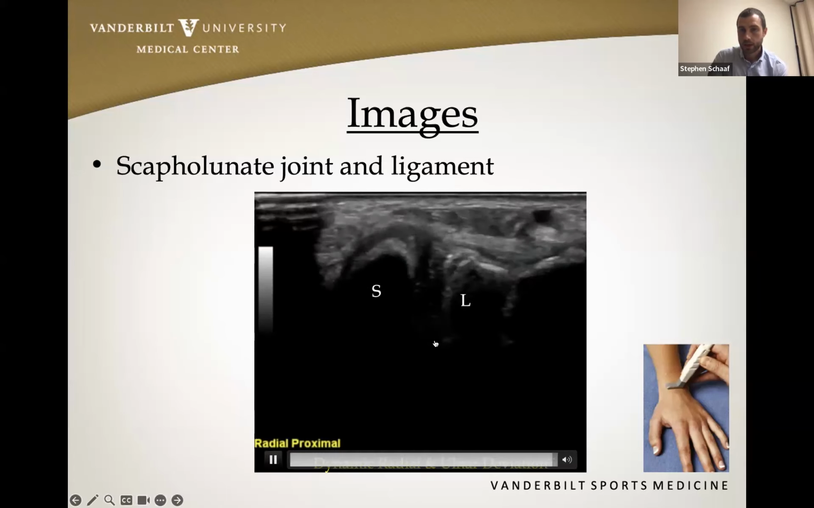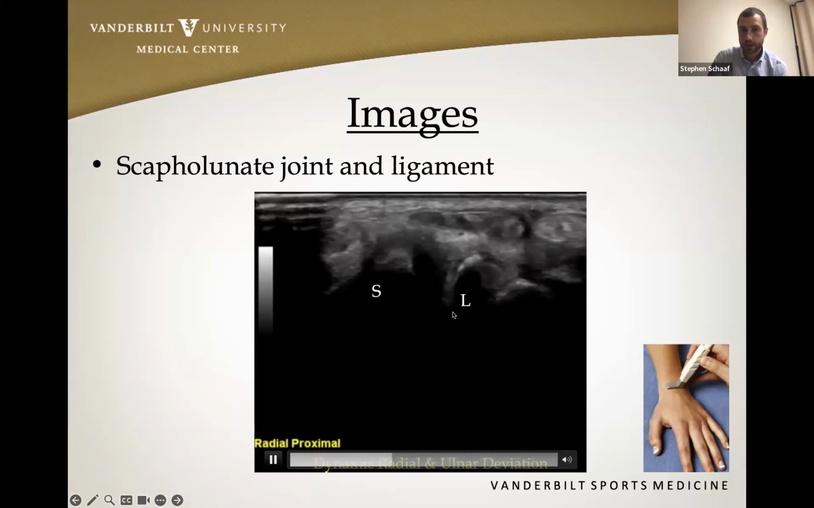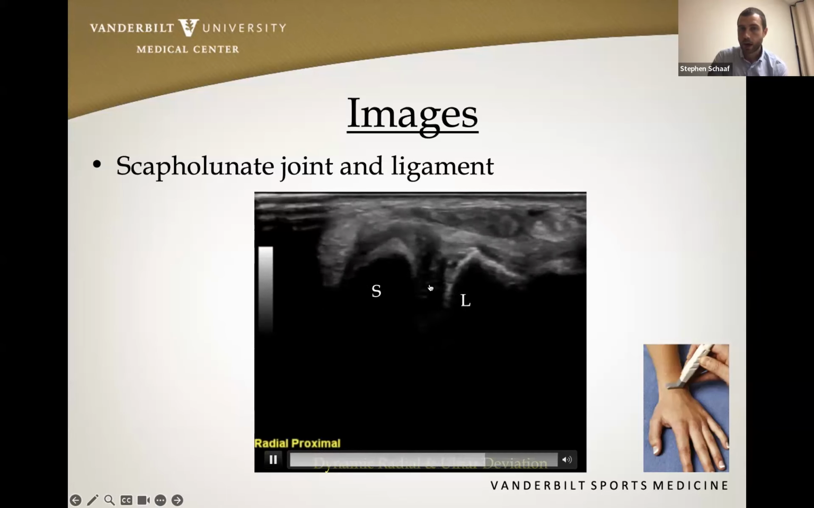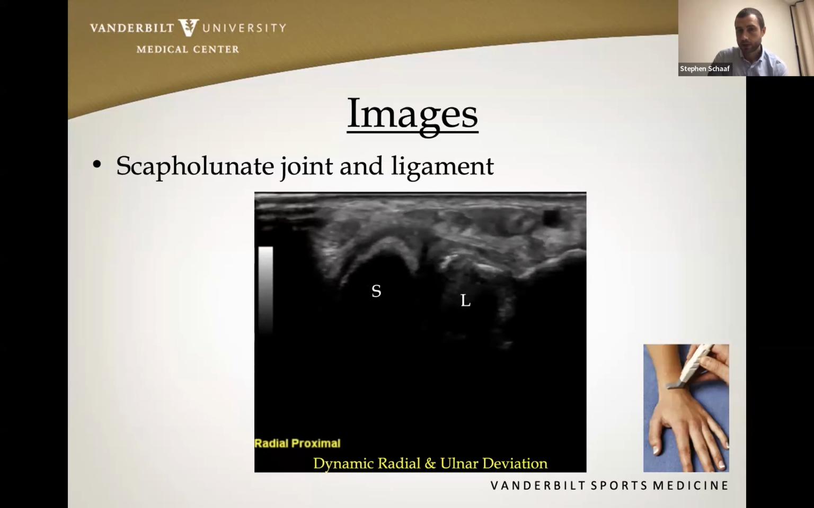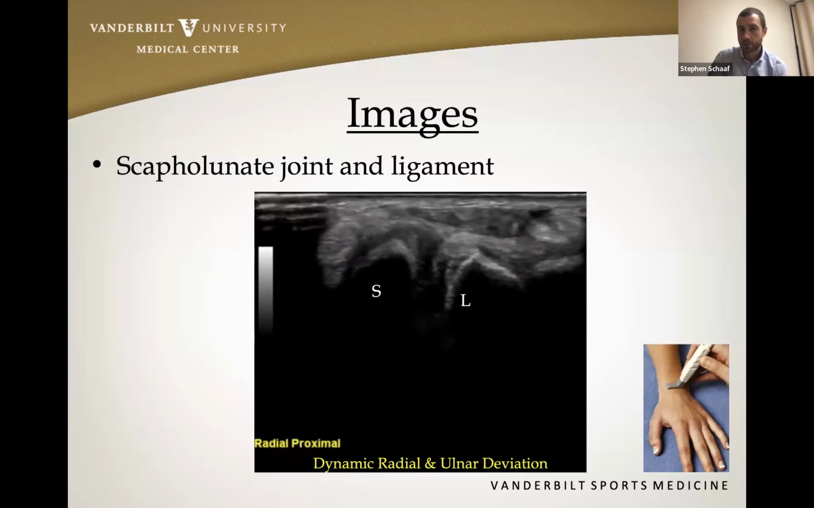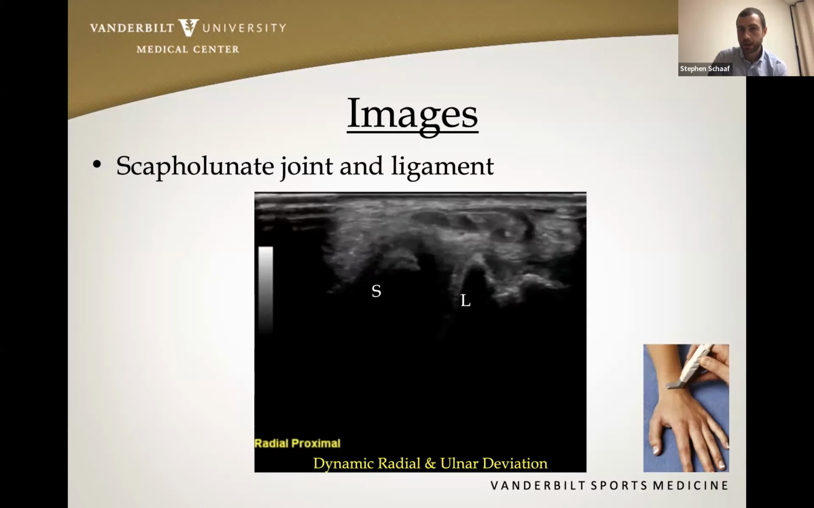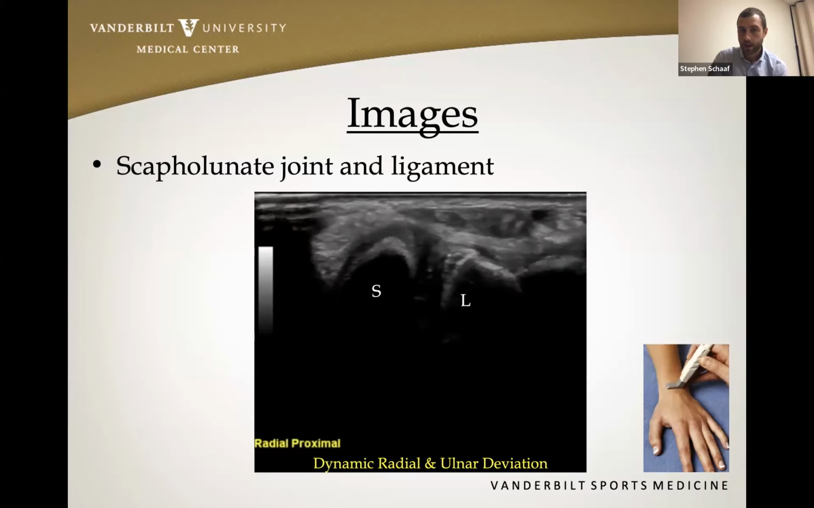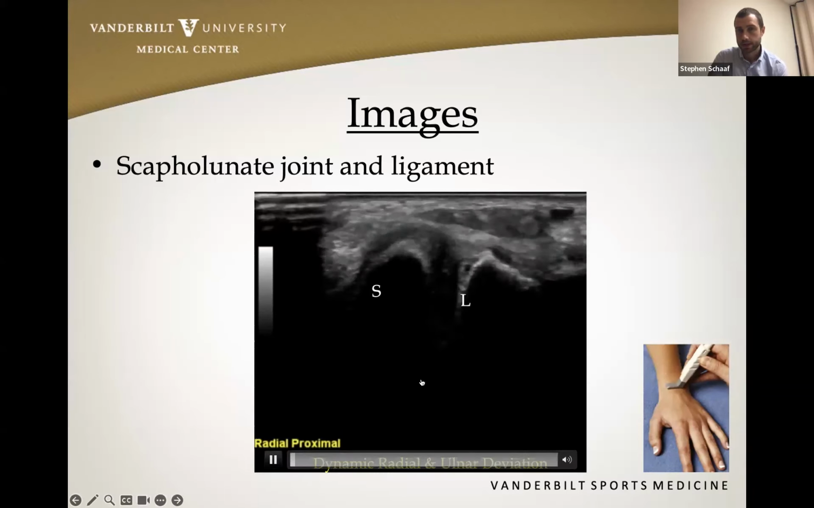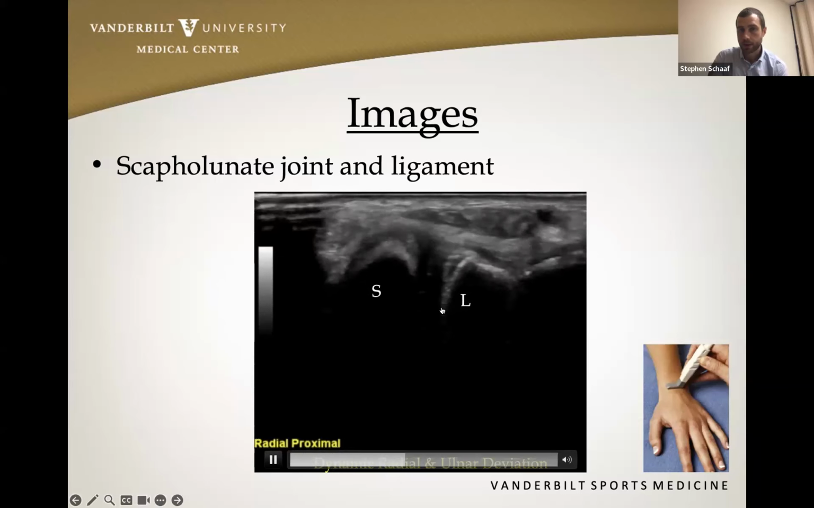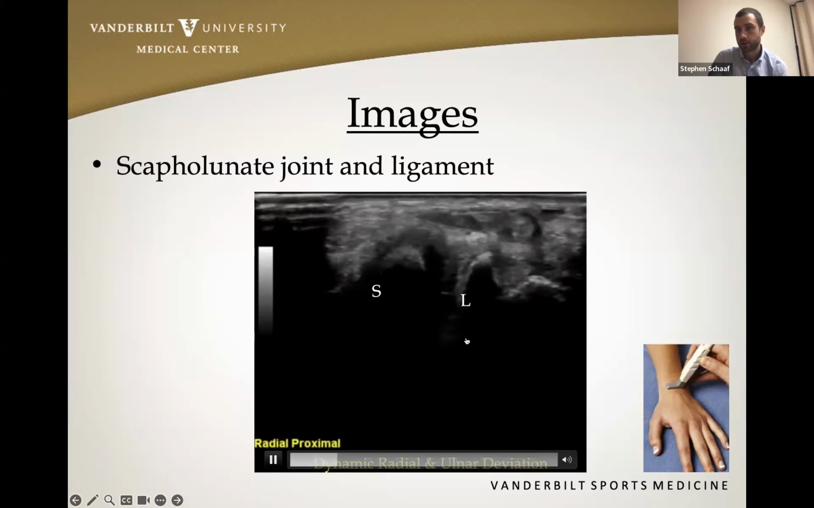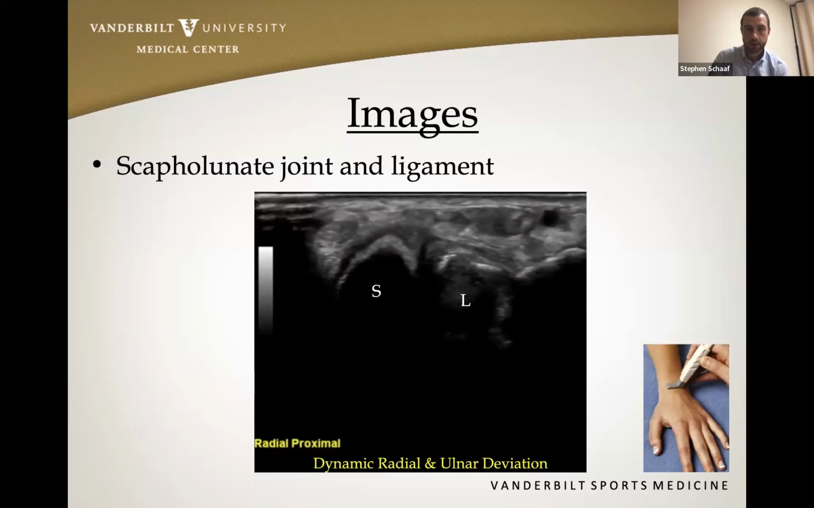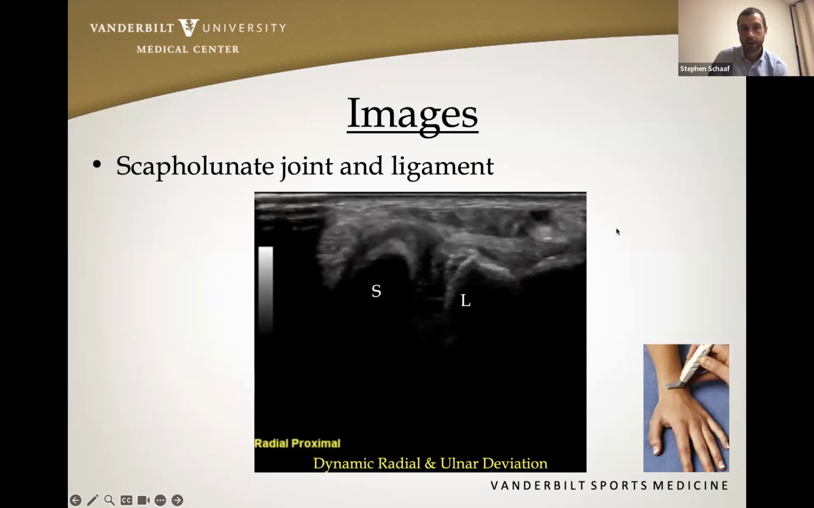And so what we're seeing here dynamically is not only are we starting to see widening when we're going into that ulnar deviation, but we are actually starting to see the lunate move slightly dorsally. And then in addition, at the last part of this video, we're also seeing a secondary sign where we're getting some joint fluid extravasation going throughout that ligament as well, indicative that there's a complete tear at that location.